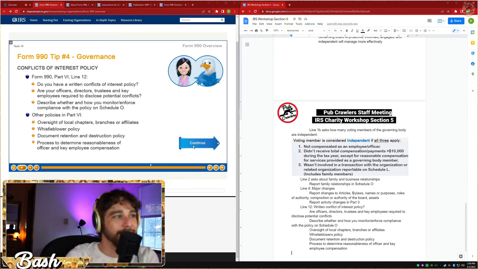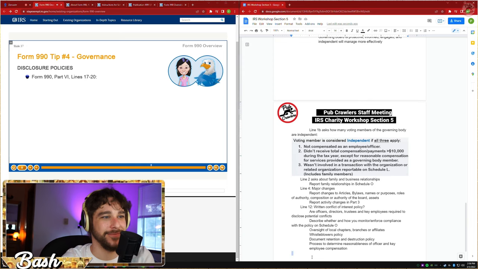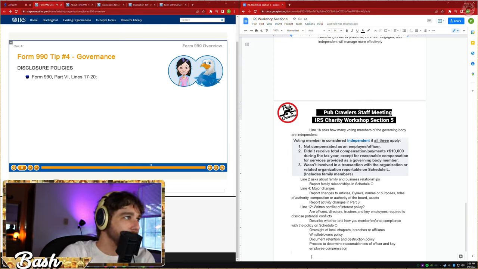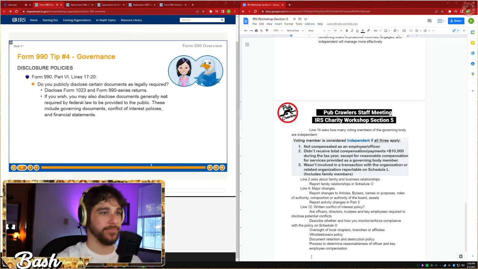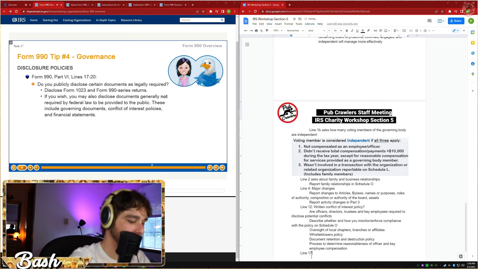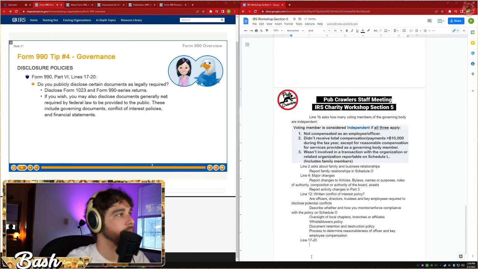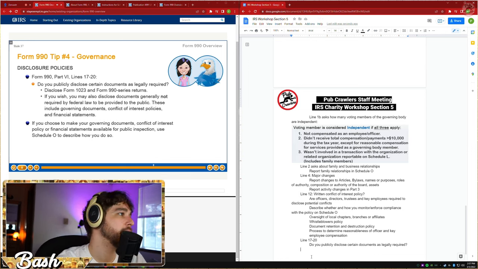Right. All right, I'm going to go on to the next one here. The last section, Part 6, lines 17 through 20, ask about disclosure. It includes whether and how your organization publicly discloses certain documents that are required by federal law to be disclosed upon request, including Form 1023 and Form 990 series returns, and certain documents that generally are not required by federal law to be provided to the public, including governing documents, a conflict of interest policy, and financial statements. Do all 990 filers use Schedule O to show if they make their governing documents, conflicts of interest policy, and financial statements available to the public? You just put it on a website. That's also where they show how they will make them available.